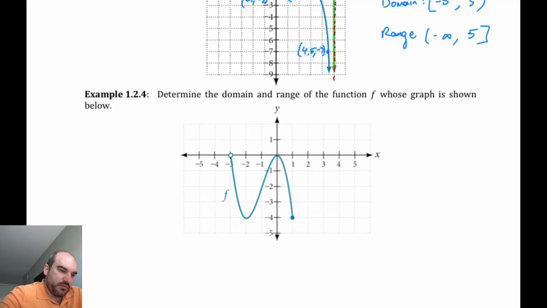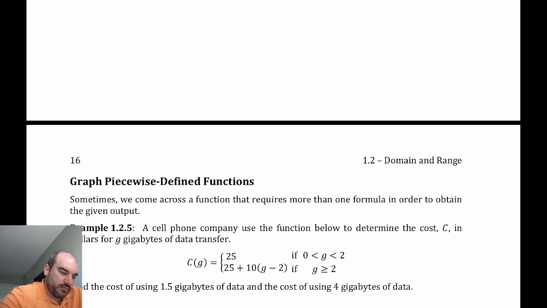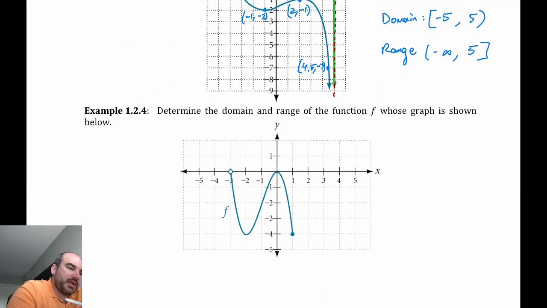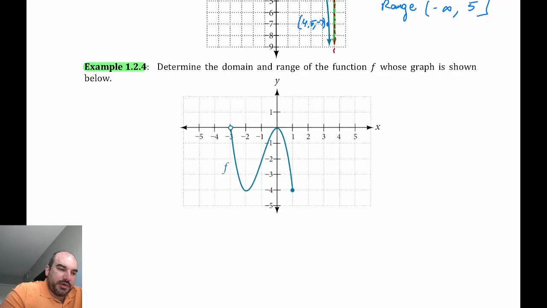People are writing an E. Okay, and then let's highlight this one. You guys will be working on 1.2.4 when you get to your groups.